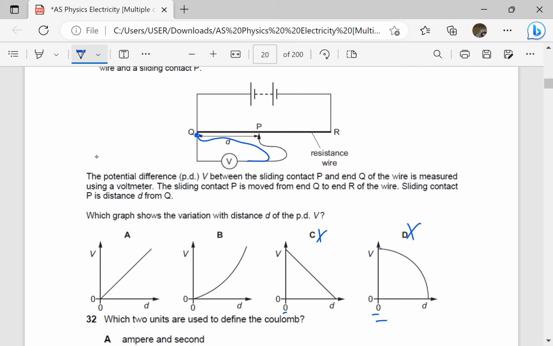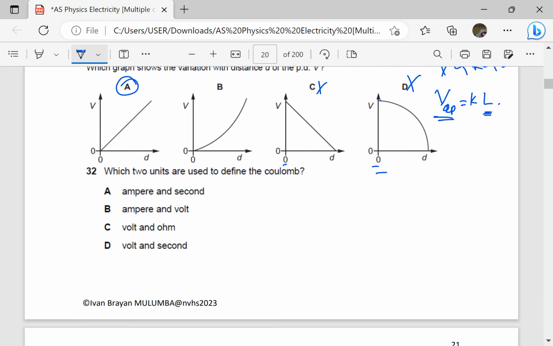We remain with A and B. Remember that potential difference is directly proportional to resistance. It is also directly proportional to the length, because the PD across Q, P is going to be a constant, which we call the PD per centimeter, times the length L. So that means V is directly proportional to L, or V is directly proportional to distance from Q. Therefore, this is going to be a straight line. So the answer is going to be A.